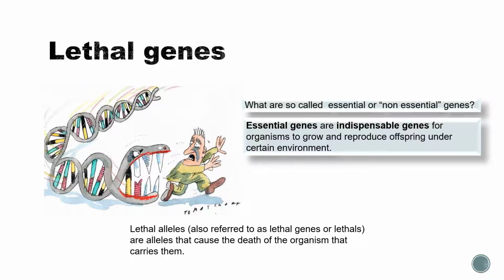Now, essential genes are indispensable for the survival of the organism. Non-essential genes, however, mostly are regulatory genes that are essential for the development of the organism. Thus, most lethal genes originate by mutations in the genes responsible for growth and development.